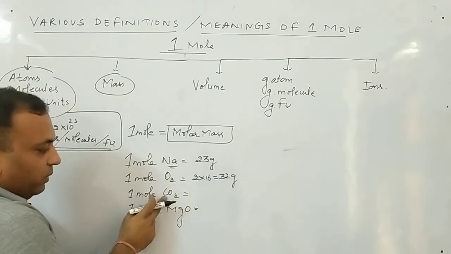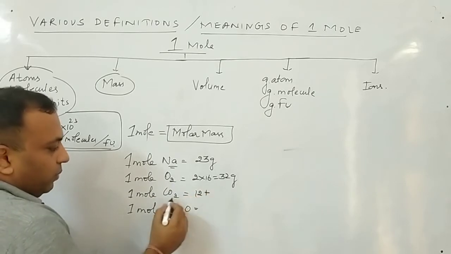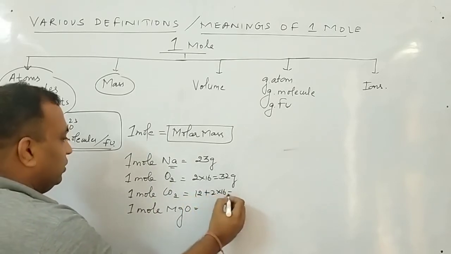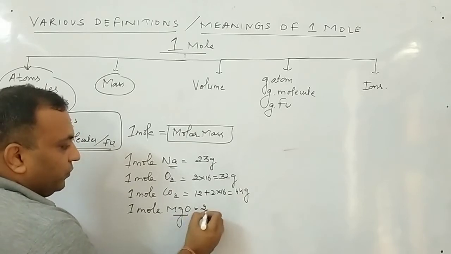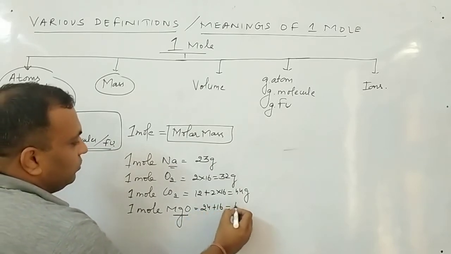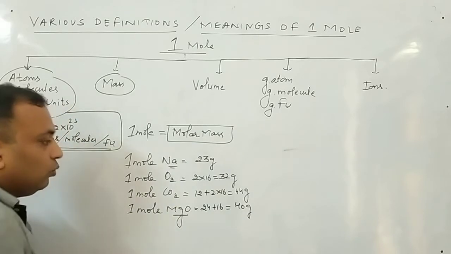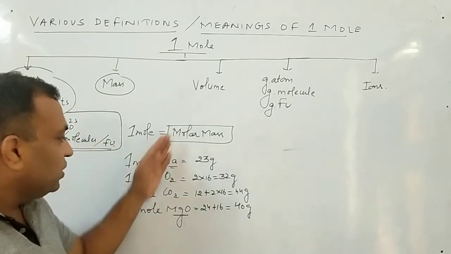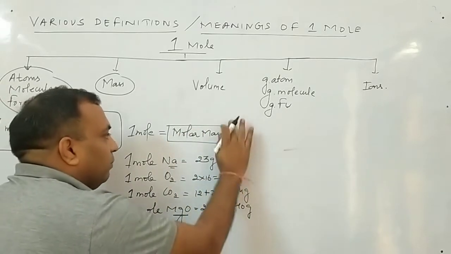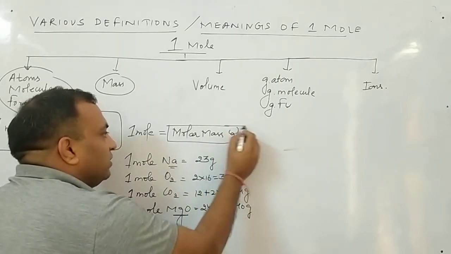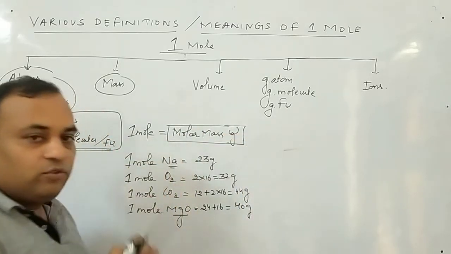Similarly, CO2 will be, carbon is 12 plus oxygen 2 into 16, this will be equal to 44 gram. What about MgO? 24 plus 16 comes out to be 40 gram. So how to write the molar mass? Simply what is given to you, you simply write down the mass in gram. Remember, the molar mass is always written in gram. Unit you have to specify.